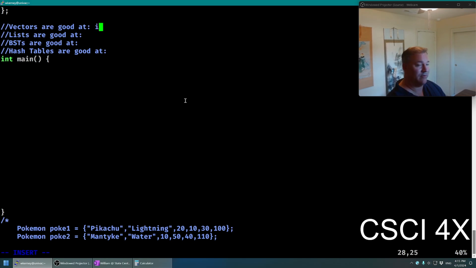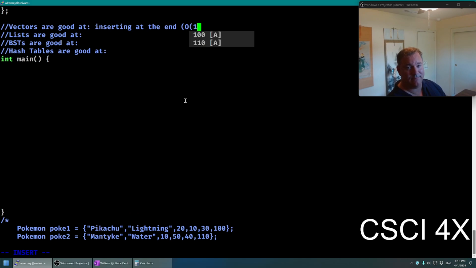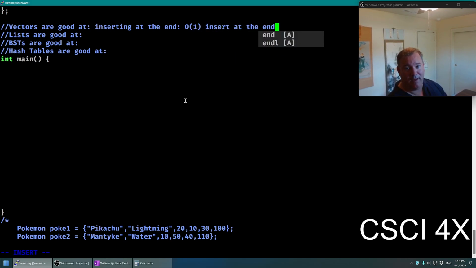So vectors are good at inserting at the end. That's their clutch thing. They have order 1 insert at the end performance. Searching's not great. Searching's order n, deleting's order n, except at inserting and deleting at the end.